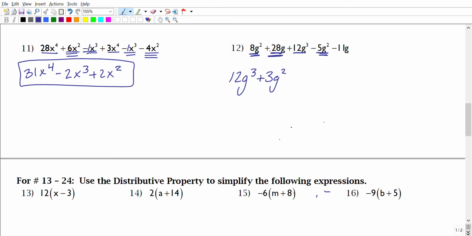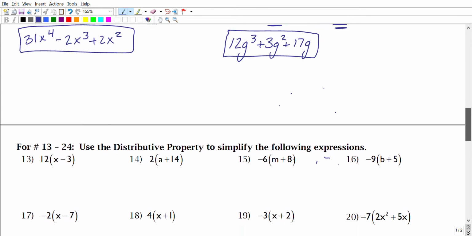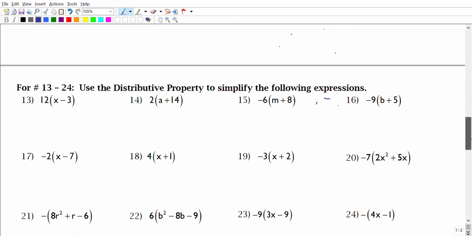Next one are these g terms. So it's 28 minus 11, if I'm not mistaken. That is a 17g, and that should be it. So we have our answer not only simplified, but in standard form, which is what we were trying to accomplish. All right.